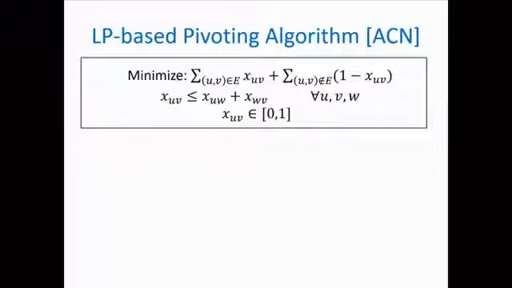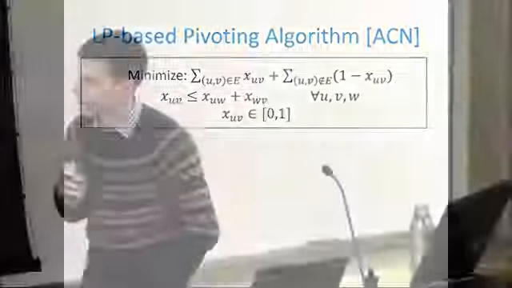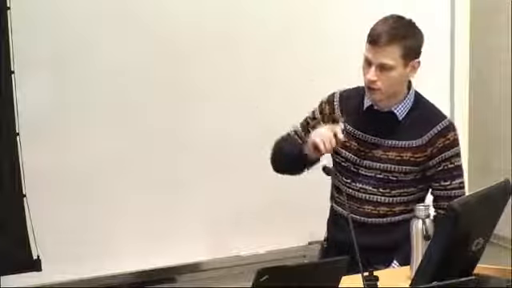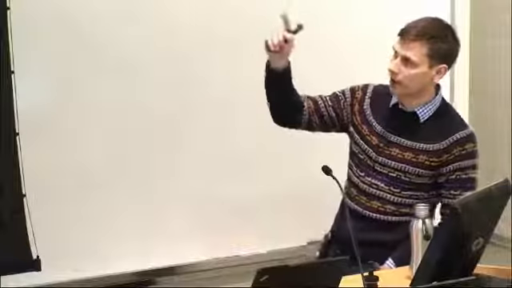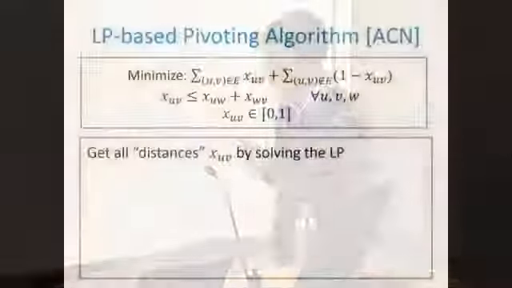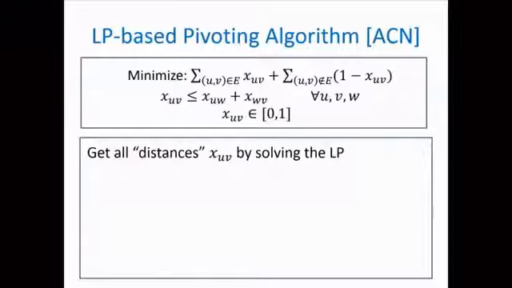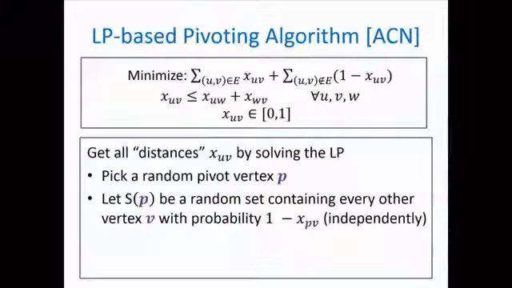All right, so the next algorithm that we're going to see is the one that actually uses this linear program. And I will call it a linear program-based pivoting algorithm introduced by Ailon, Charikar, and Newman again. So this is the one that achieves 2.5 approximation. It's similar to the basic pivoting we've seen before, but it uses a linear program. So first you solve the linear program, and you get these values x, u, v, which I'm going to informally call distances. And then you do a similar pivoting process as before.